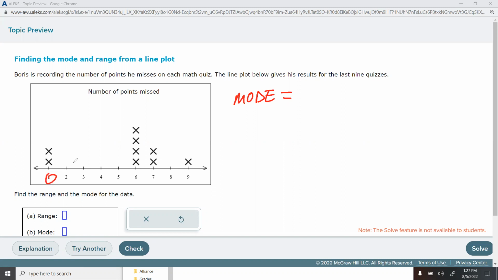Well, 1 occurs twice, 6 occurs 4 times, 7 occurs only twice, and 9 occurs once. So 6 occurs the most, so the mode is 6. No big deal. How about the range? The range is your biggest value, we've got a 9 over there, minus your smallest value. We got a couple of 1s, so 1 is the smallest value. Anyway, that's all you do.